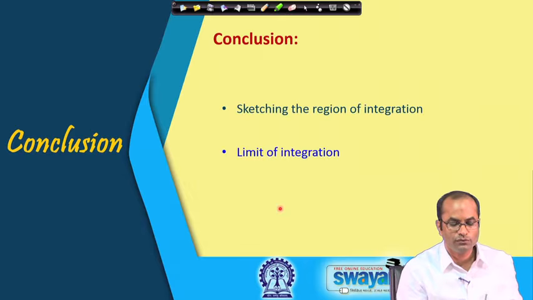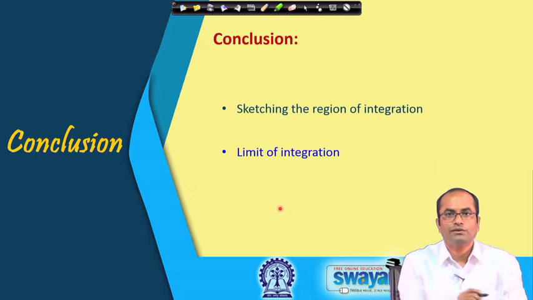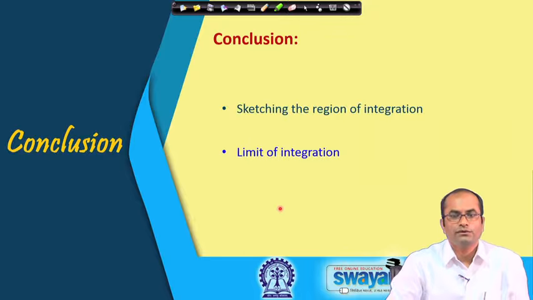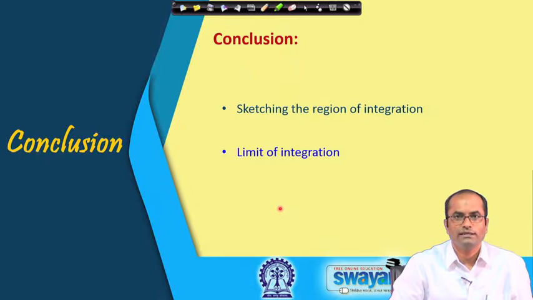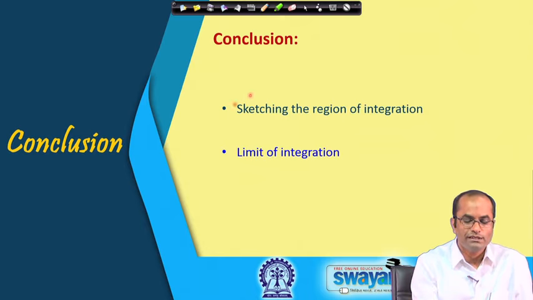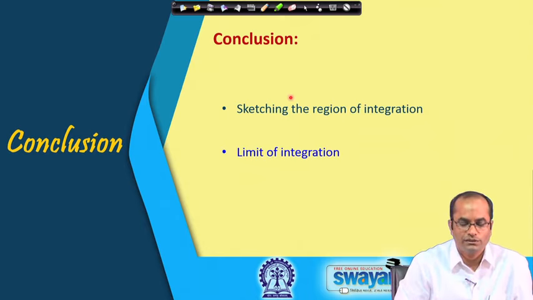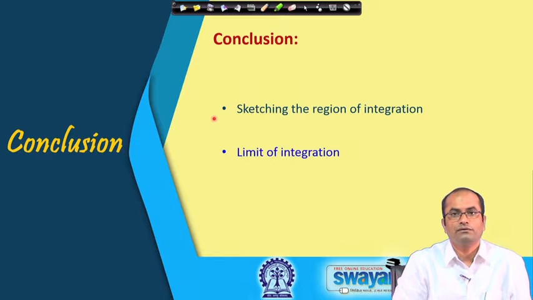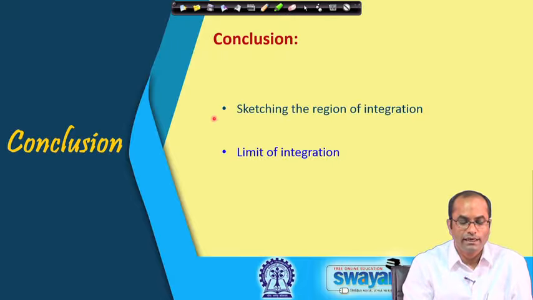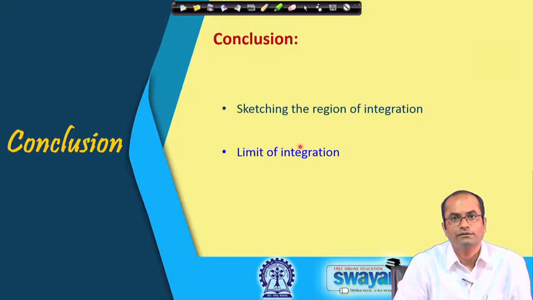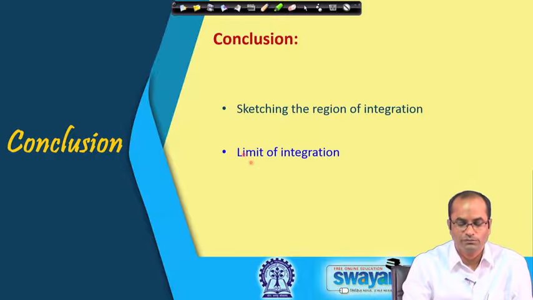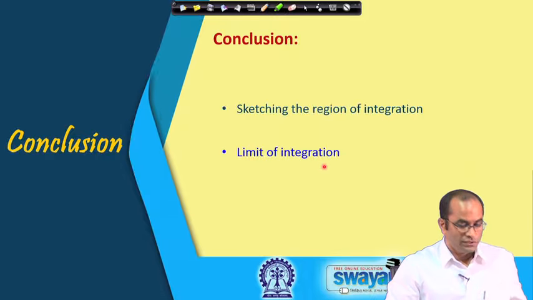So, coming to the conclusion, what is important when we change the order of integration? First of all, this is very useful, very convenient in many situations when we observe that the given integrand is not possible to integrate in that given order. So, by changing the order of integration, it becomes easier to integrate, but for that the sketching of the region of integration is very important, and then putting the limits of the integration after sketching the domain, it becomes much easier.